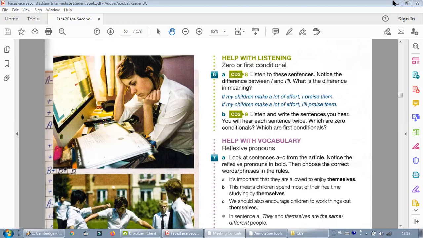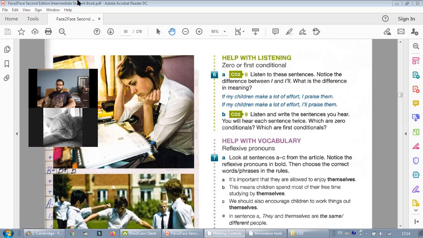Zero conditional. He will praise the effort every time. Right. And this is the first one or the second? First one. Right. Good. Well, the second one, first conditional. He might praise them. He might praise them, but when? Yeah, if they make a lot of effort. Correct. So he's talking about next time, right? He's not speaking generally, like the first example.